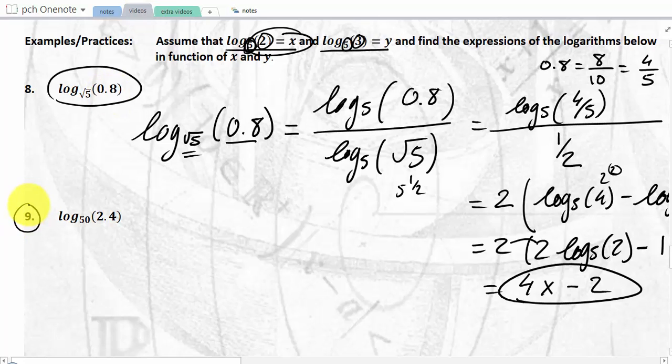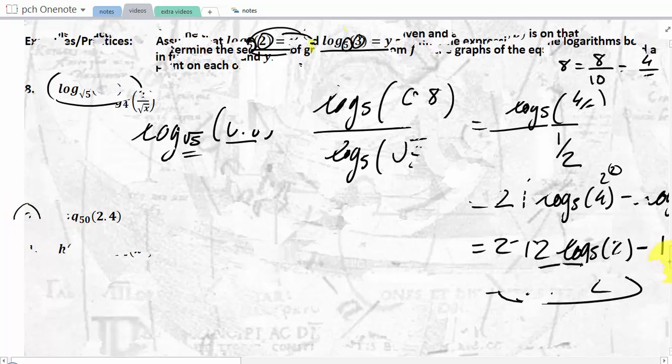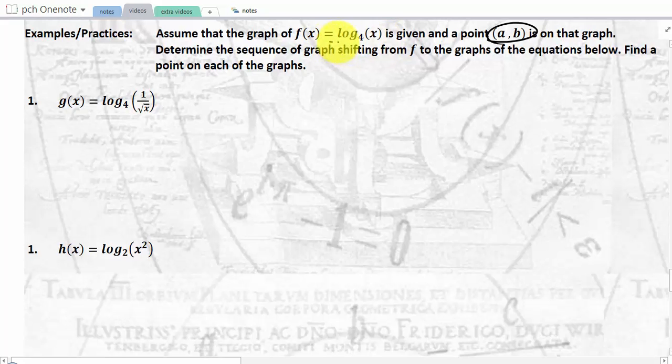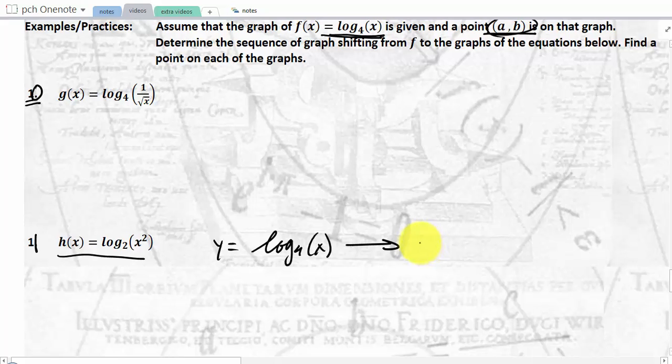I'm gonna do one example of graph shifting with different bases and we're gonna call it a day. So assume the point (a, b) is on the graph of the log base 4 of x. I want you to give me a point on the graph of, oh look, I called them all 11. What's going on here? The last one was 9, so this is 10, this is 11. Is there another one? Yep, that's 12. Sorry about that. Okay, so I'm gonna do 11 again. I have a function log base 4 of x and I'm taking a point (a, b) on it and I want a point on the log base 2 of x squared. So the question is, how do you go from y equals log base 4 of x to y equals log base 2 of x squared?